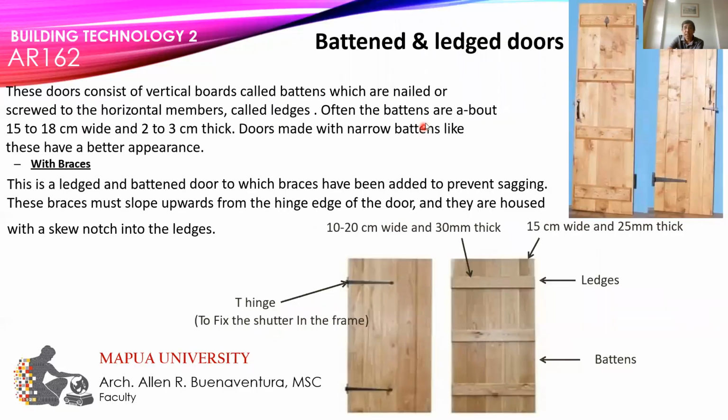So this is a batten and ledge door. These doors consist of vertical boards called battens, which are nailed or screwed to horizontal members called ledges. Often the battens are about 15 to 18 centimeters wide and 2 to 3 centimeters thick. Narrow battens like this have a better appearance. This is a ledge and batten door to which braces have been added to prevent sagging. These braces must slope upward from the hinge side of the door, and they are housed with screws and nuts on the ledges.